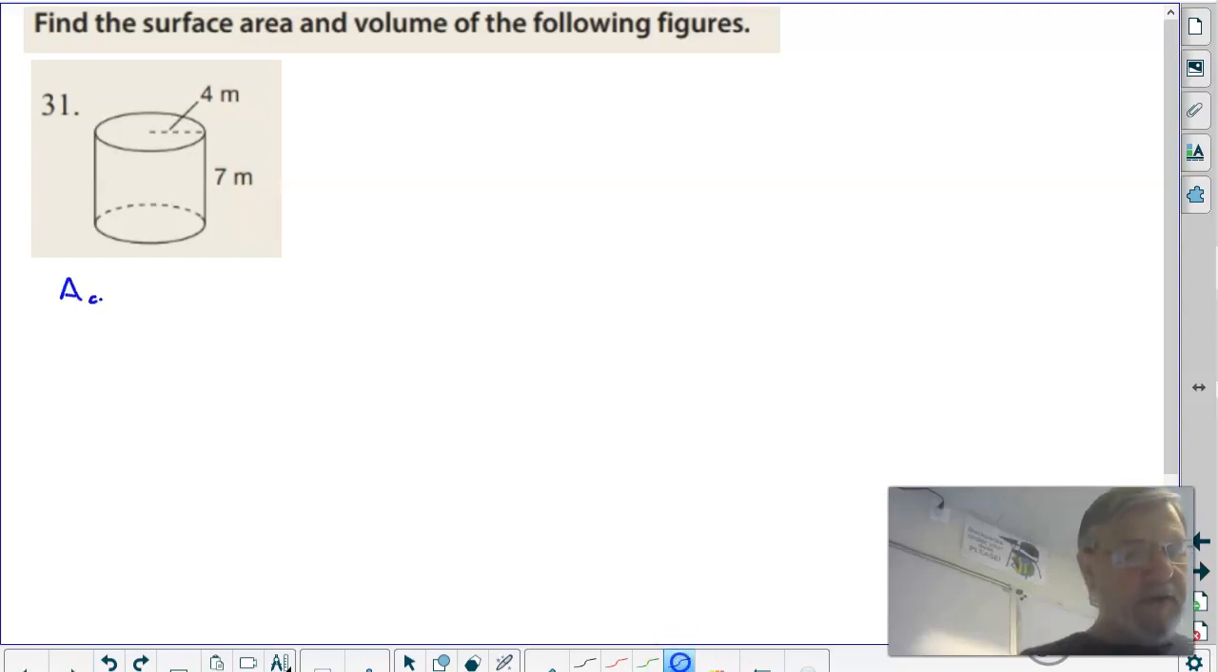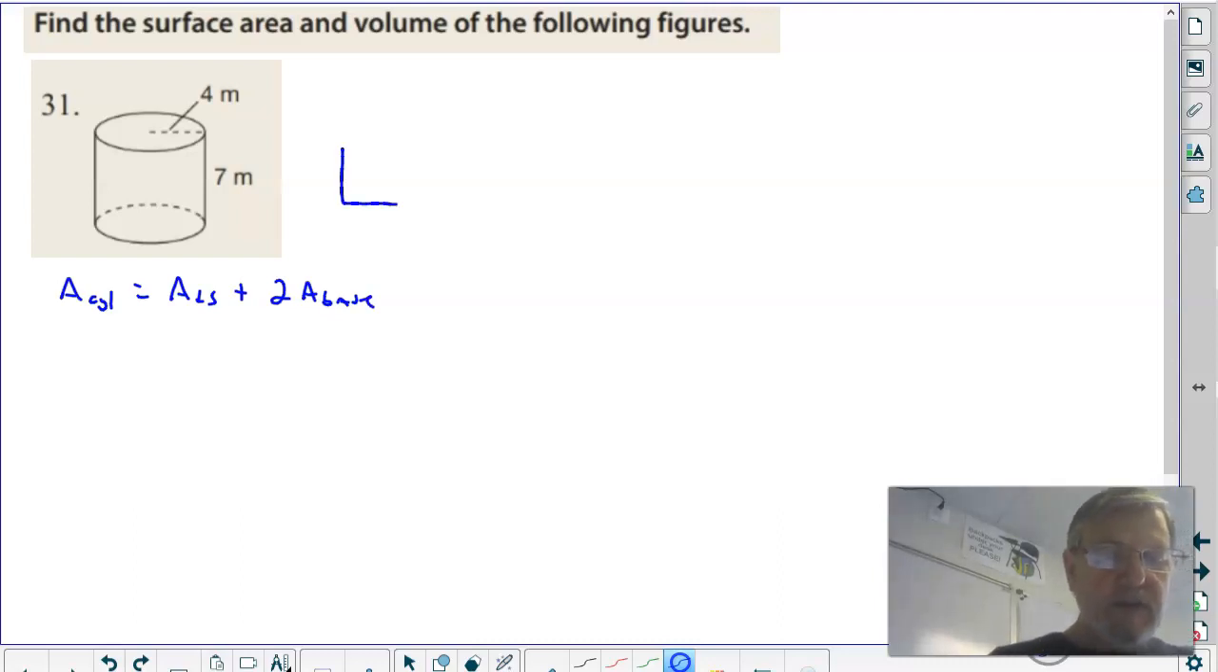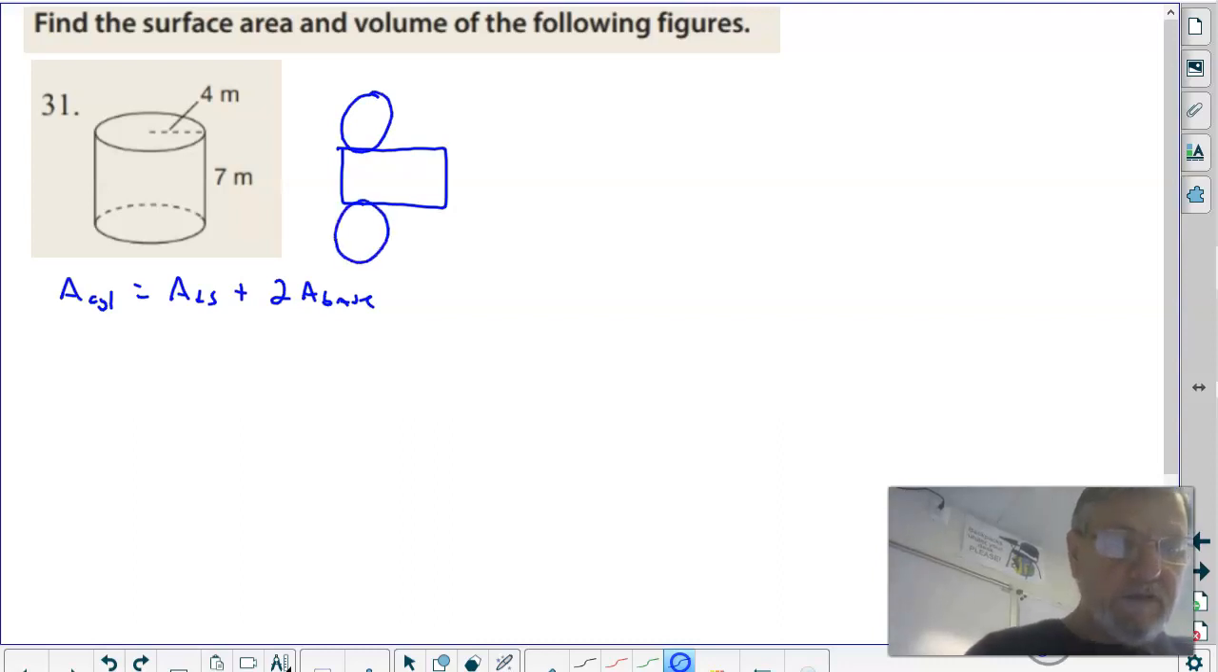So the area of a cylinder, again, we're talking surface area, is going to be the area of the lateral surface plus, because there are two bases, 2 times the area of the base. So again, if I split this thing open, it's going to look something like this. This is the surface area. And so notice I have a radius of 4 meters.